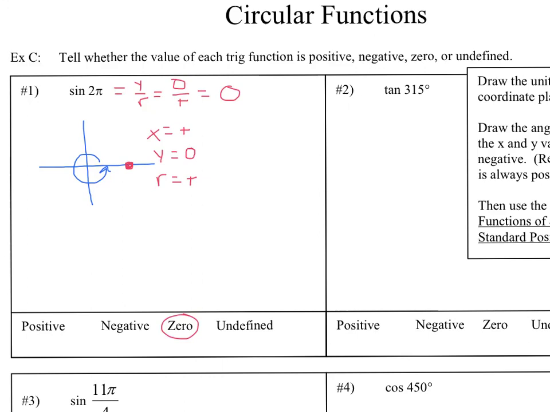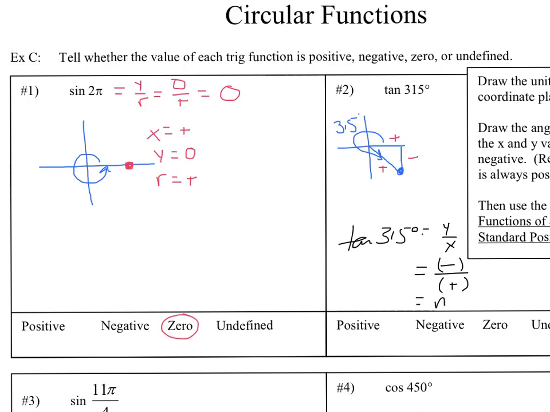Next we have tangent of 315. 315 is in quadrant 4. So we got this point here. We don't have to know much. We just have to know x, y, and r, positive, negative, or 0. Going to the right makes our x value positive. Going down makes our y value negative. R is always positive. Therefore, tangent of 315 degrees, which is y over x. Y is a negative. X is a positive. If you divide a positive and a negative, you get a negative. So this answer is going to be a negative answer.